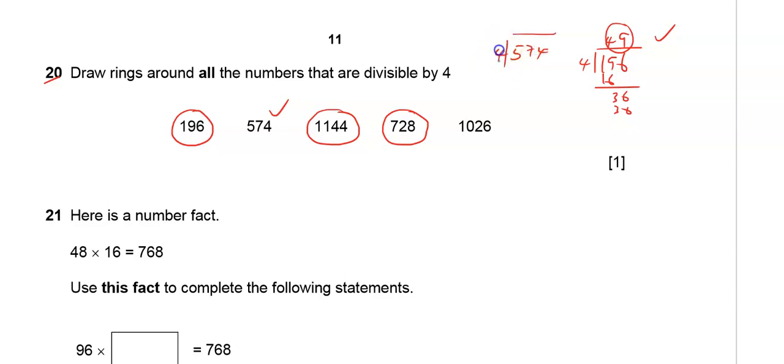574 divided by 4, 4 into 5 is 1. This is 17. You get 17 divided by 4 is 4. You get 16, remainder 1, bring down 4, 14. 14 is not divisible by 4. You can get something like 3 for 12, which has got a remainder. So it's going to be 143 point something. So these numbers are the only ones divisible by 4.